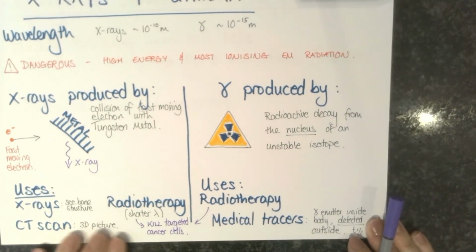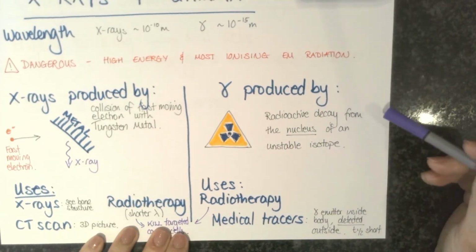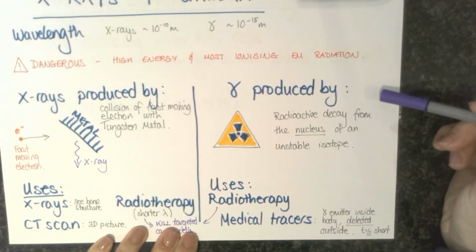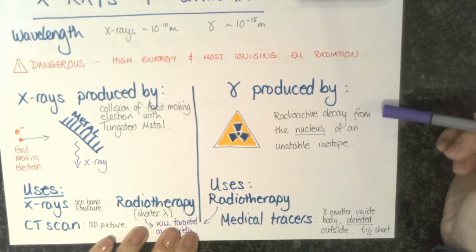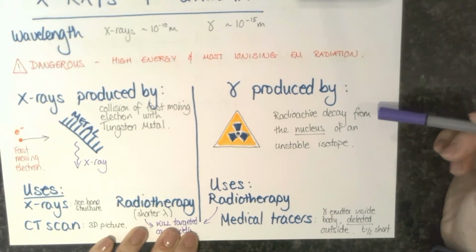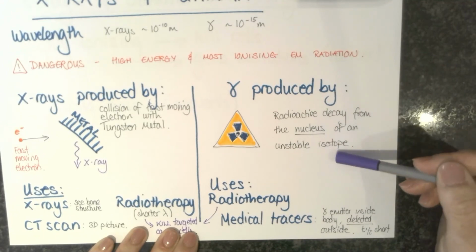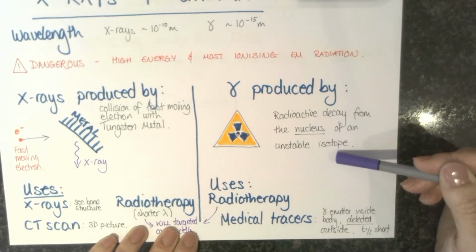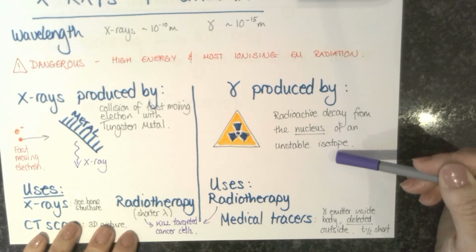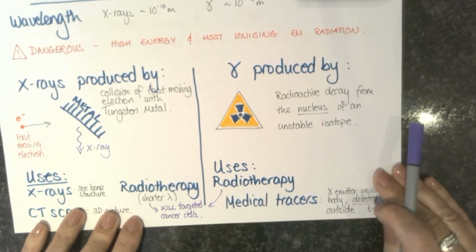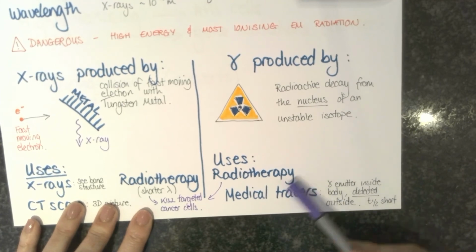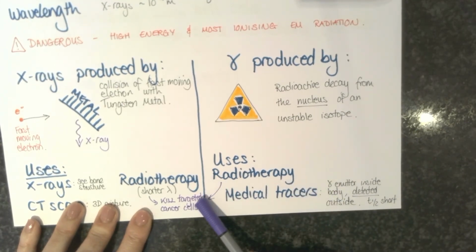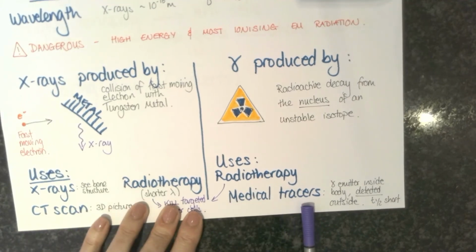Gamma then, well, gamma you should have come across already in your study of atomic structure, because it is radioactive decay from the nucleus of an unstable isotope that produces gamma rays, or the gamma type of electromagnetic radiation. The uses then are also in radiotherapy to kill targeted cancer cells, and also as medical tracers.